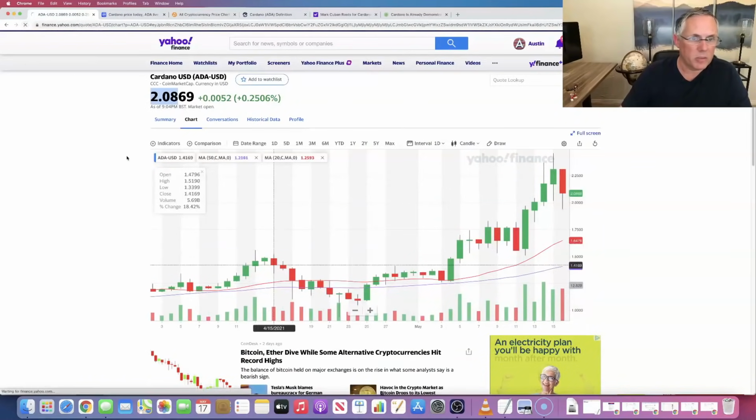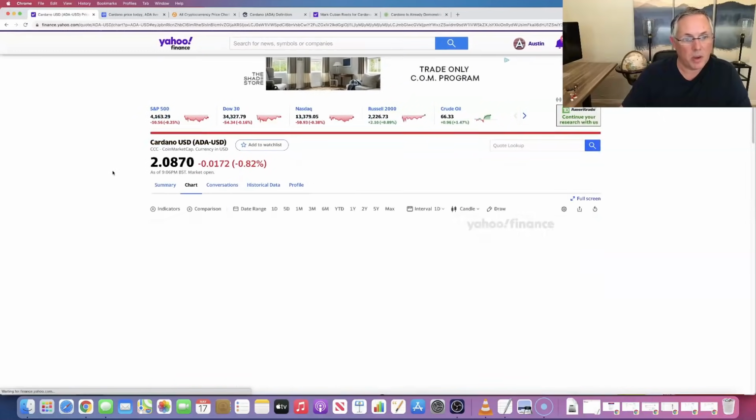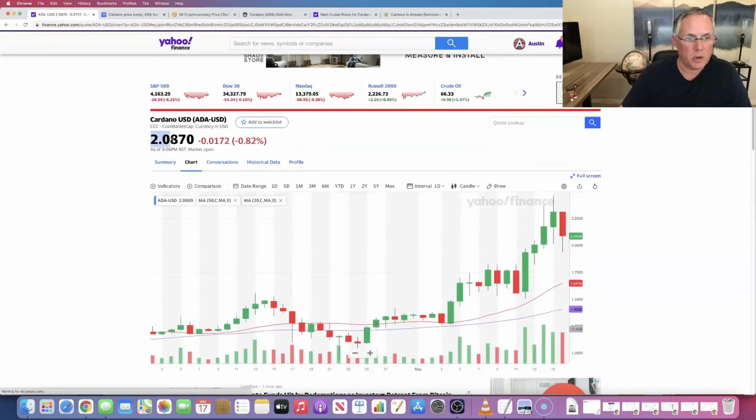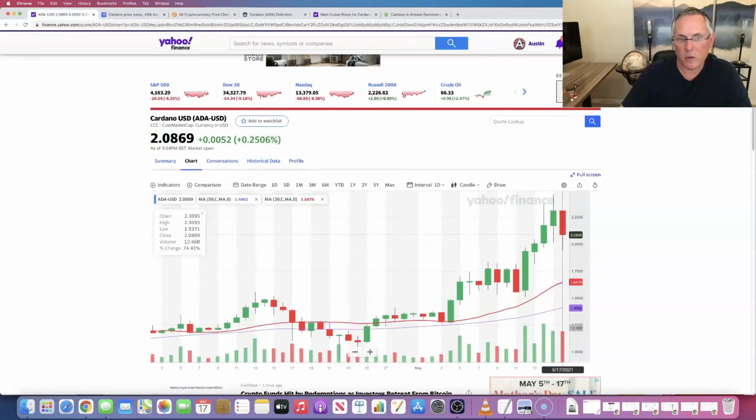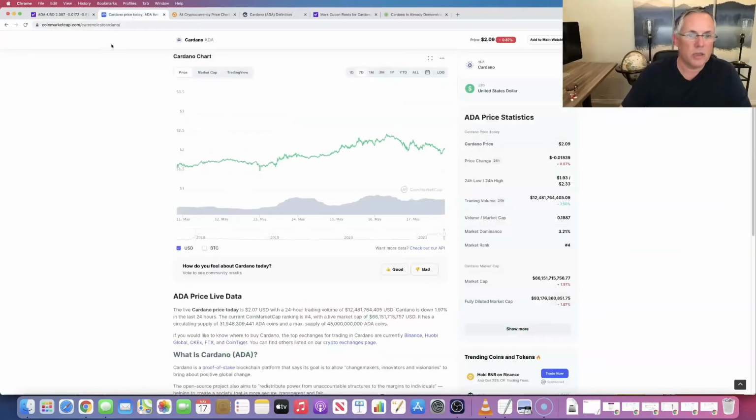Let me refresh this to make sure there's nothing weird going on. I apologize. We weren't up to date, I hadn't refreshed that screen. I'm sorry about that, guys. But $1.64 is our 20-day moving average. The purple line is our 50-day. Again, we're not anywhere near close to that, okay?